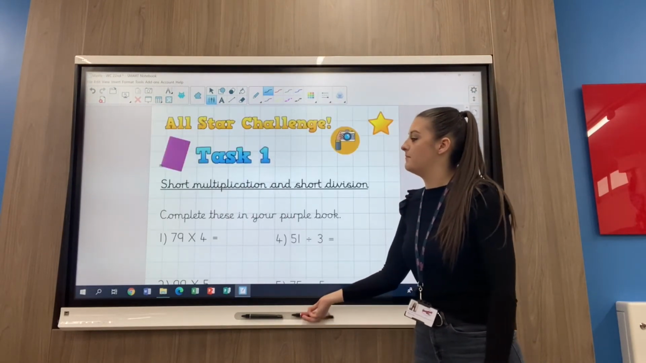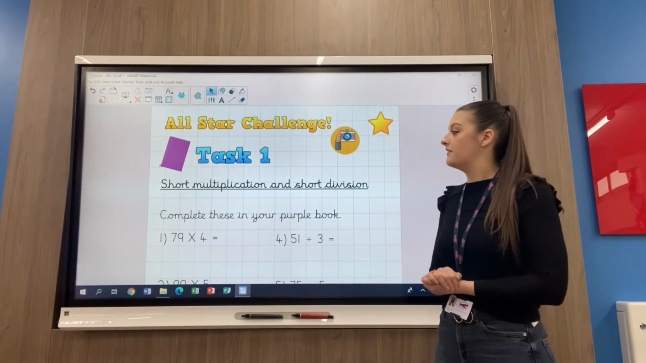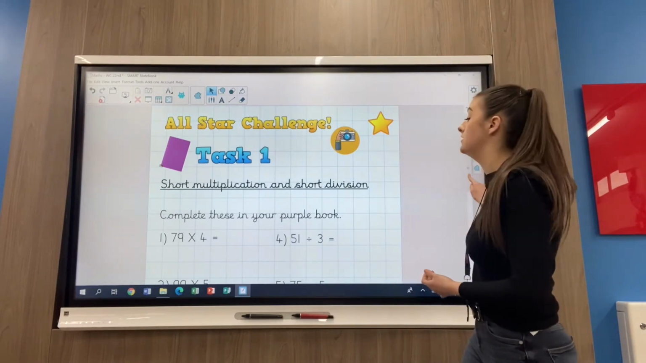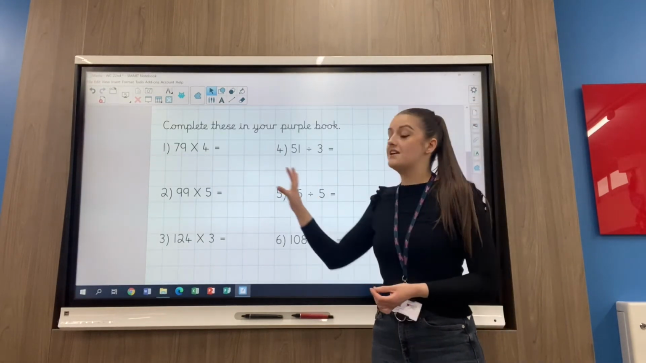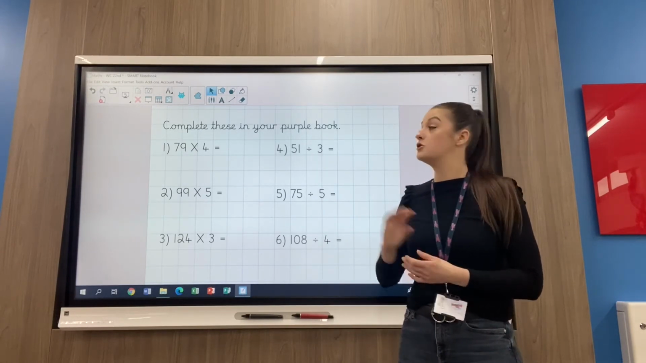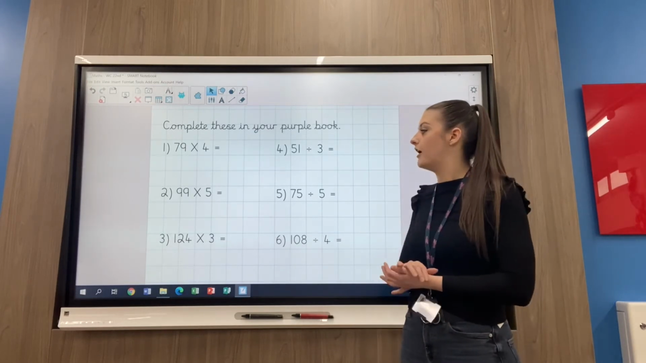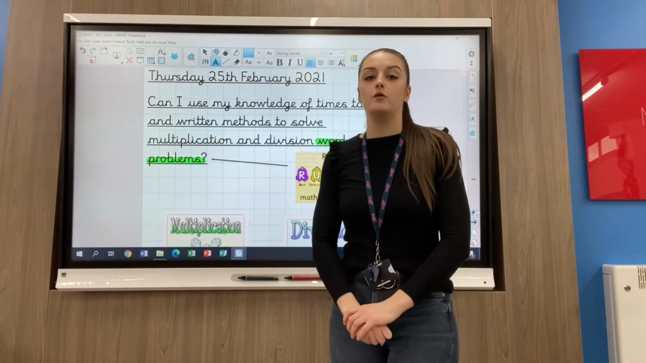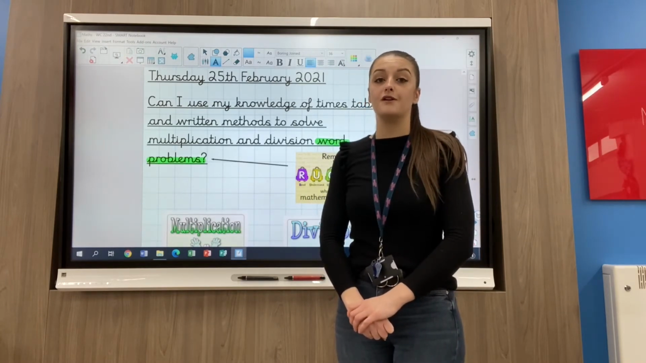So before you start your main page today and I go through some of your problem questions, I've got an all-star challenge for you. Now this will help you today to get warmed up ready to use those written methods of short multiplication and short division. So you want to pause the board now and have a go at these 6 questions in your purple book because they'll get you warmed up ready to use these short multiplication and short division in your learning today. So pause the board now and have a go at these in your purple book. Right, so hopefully you just completed my all-star challenge because that will really help you with the written methods that you'll need to use in your work today.